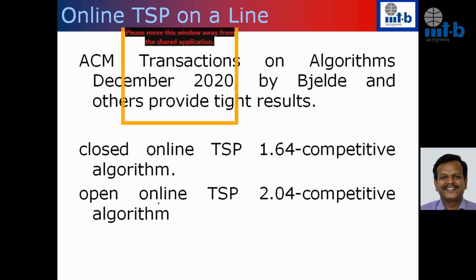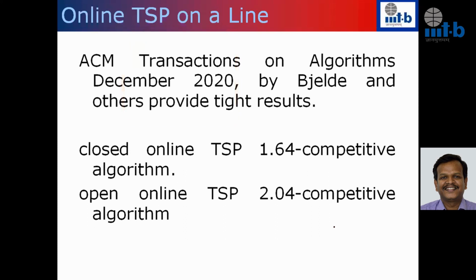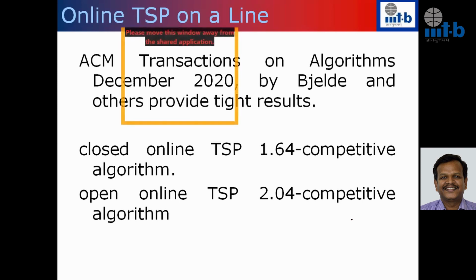For the closed online TSP on a line, they have a lower bound of 1.64, and they also have an algorithm which achieves this bound. And for the open online TSP on a line, 2.04 is the competitive ratio. This is the lower bound, and they also have an algorithm which achieves this. The ideas involved in proving the lower bound for those two cases are totally different, and the techniques used in designing these algorithms are also different.